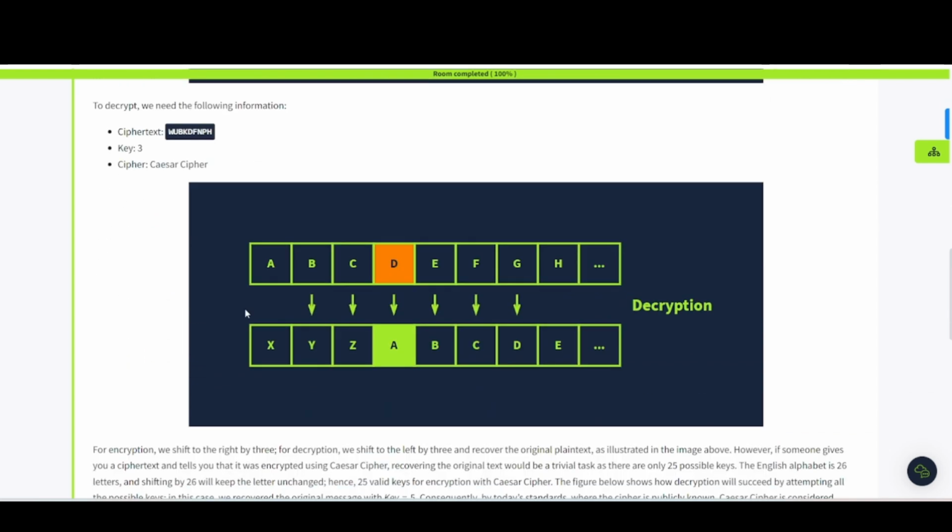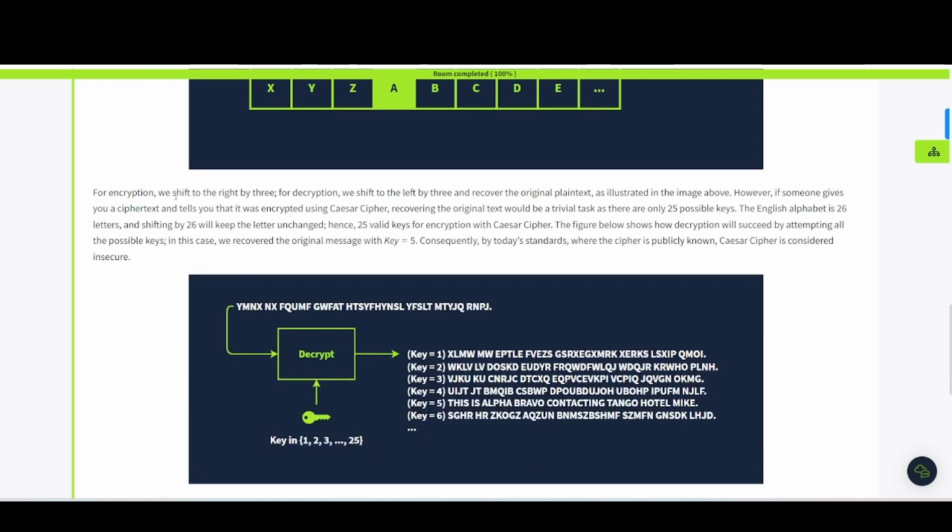All right, and for decryption, we need the following information. Ciphertext is W, U, B, K, D, F, N, P, H. The key is going to be 3, and the cipher is the Caesar cipher. So there's the decryption process here. For encryption, we shift to the right by 3. For decryption, we shift to the left by 3 and recover the original plaintext as illustrated in the image below.